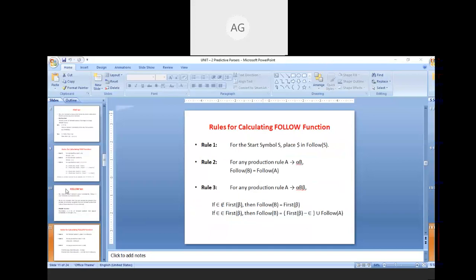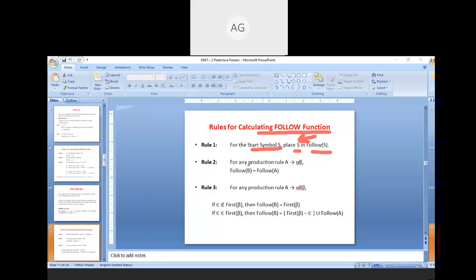These are the rules, just like the rules for calculating the first function. We have certain rules for calculating the follow function. Rule number 1: for the start symbol, place dollar in the follow of the start symbol. This rule is very important, and you should always remember it. You need to write the dollar symbol intentionally in the follow of the start symbol only.